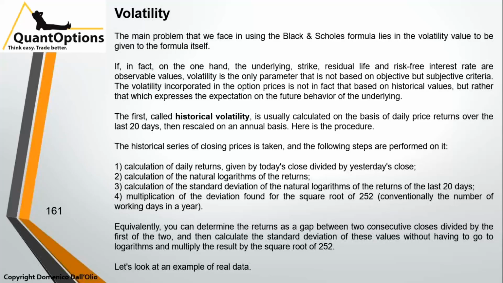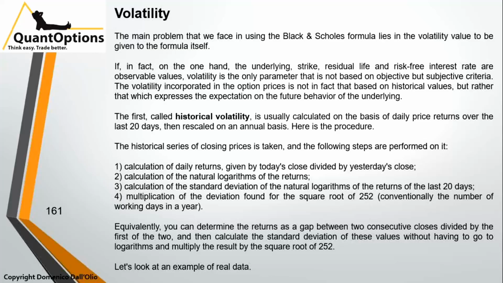Here is the procedure: the historical series of closing prices is taken, and the following steps are performed on it. Calculation of daily returns given by today's close divided by yesterday's close. Calculation of the natural logarithms of these returns. Calculation of the standard deviation of the natural logarithms of the returns of the last 20 days. Multiplication of the deviation found by the square root of 252, conventionally the number of working days in a year.